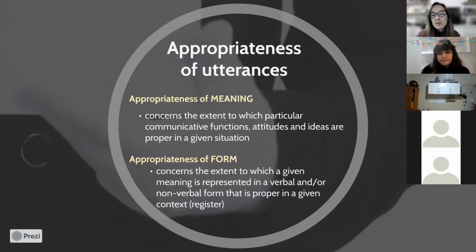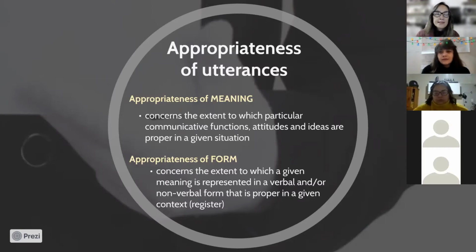And this is very closely related to register, okay? To the difference in the situation in which we have formal language, informal language, right? How we address different people, whether we know them or not, taking into account the situation, right? So these two things are the ones that we have to help our students to achieve, right? Appropriateness of meaning and appropriateness of form.